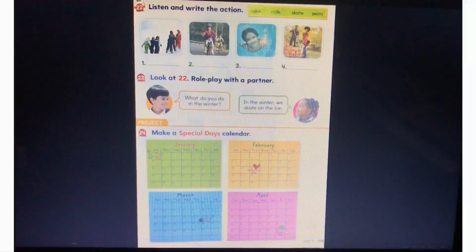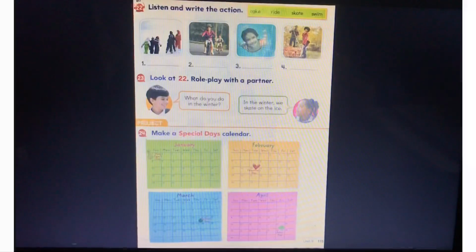From all of the 4 words, my favorite activity is to swim. Which one is your favorite activity? Now, for this activity, number 22, we will listen and write the action. Pay close attention.